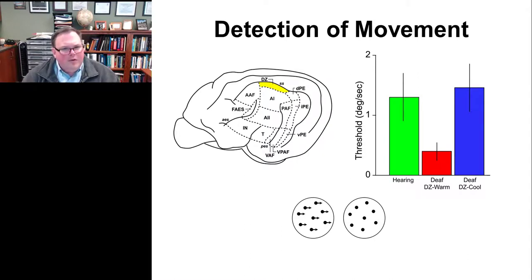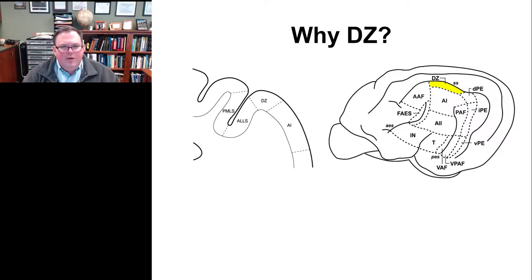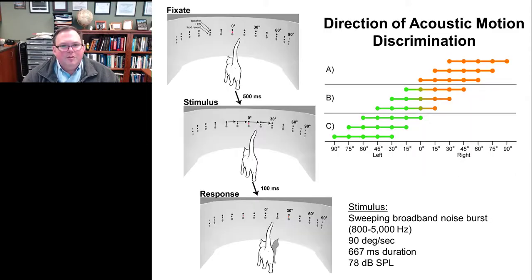So once again, what's so special about the dorsal zone? Well, at the time we conducted these experiments, we didn't actually know much about what the dorsal zone contributes to auditory behavior, but since then we have done some experiments looking at the direction of acoustic motion, and found that there are profound deficits in acoustic motion direction discrimination when you bilaterally deactivate the dorsal zone. So in fact, the dorsal zone contributes to acoustic motion processing in hearing animals, but in the deaf animals it is contributing to visual motion discrimination, or localization, visual motion processing.